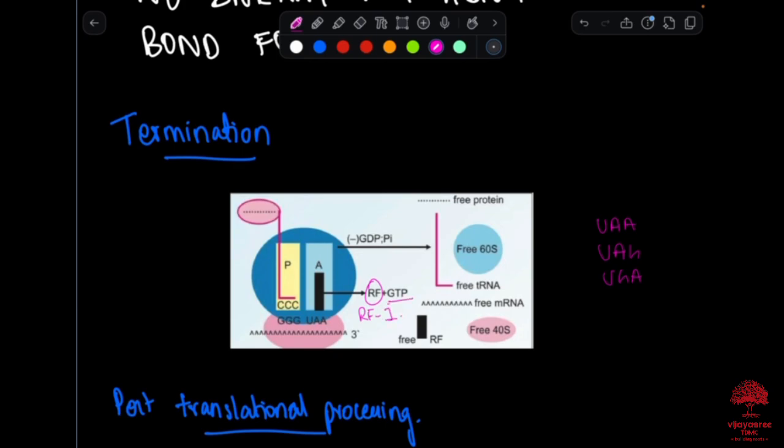Here also GTP hydrolysis takes place. Once that happens, we get free protein, free tRNA, and free mRNA, and the 80S ribosome will dissociate into its subunits, which are 60S and 40S. So that's the final step of termination.